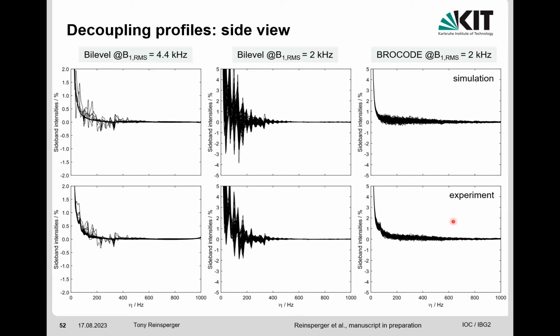Just a comparison. Here you see the bilevel decoupling with 4.4 kilohertz power, and there I think it's really fantastic what you can achieve. At 2 kilohertz, however, it's much lower quality, and then instead the ProCode at 2 kilohertz really gives quite nice data. Here the 0.5% level.